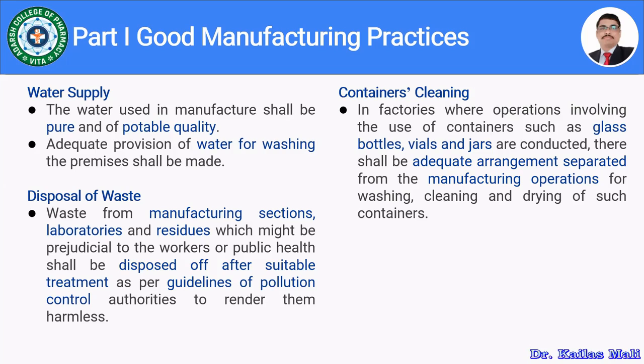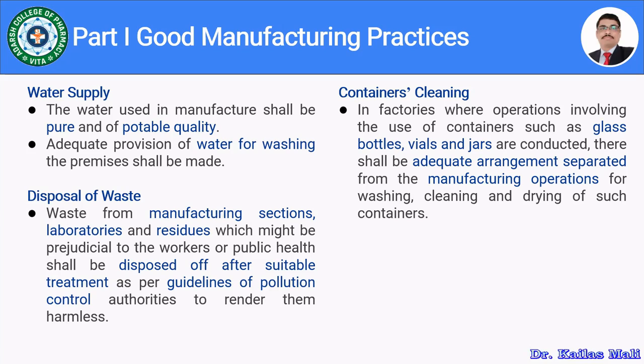Let us see the disposal of waste. We are getting the disposal from the washing areas, that is the manufacturing area. We are getting the disposal from the quality control area, and whatever the disposal is being collected, it should be processed and then it should be disposed. So the waste from the manufacturing sections, laboratories, and the residues which might be prejudicial to the workers or the public health shall be disposed of after suitable treatment as per the guidelines of pollution control authorities to render them harmless. So it should be treated in such a way that it becomes harmless. So this is about the disposal of waste.